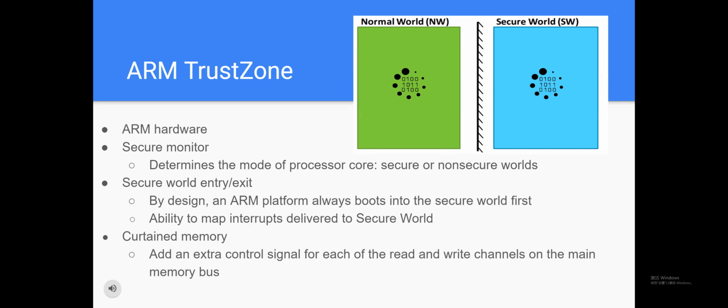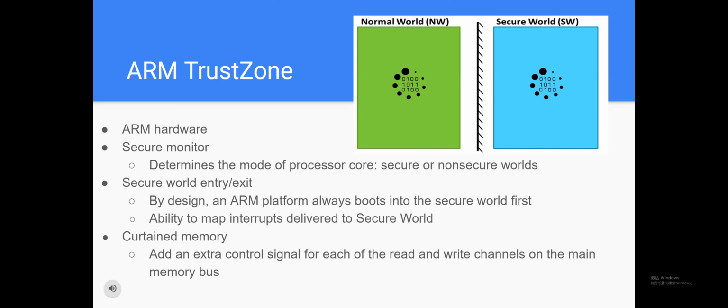There are some ARM features I want to discuss. First, the secure monitor. It is an ARM processor mode that enables context switching between the secure and the normal worlds. A special register determines whether the processor core runs code in the secure or non-secure worlds. When the core runs in monitor mode, the processor is considered secure regardless of the value of the register.